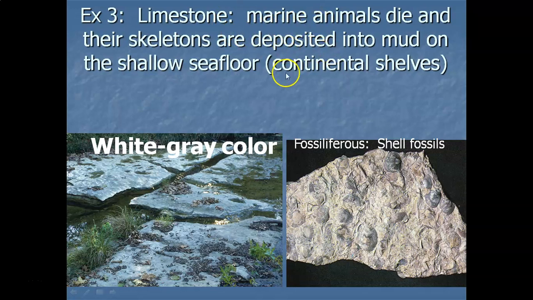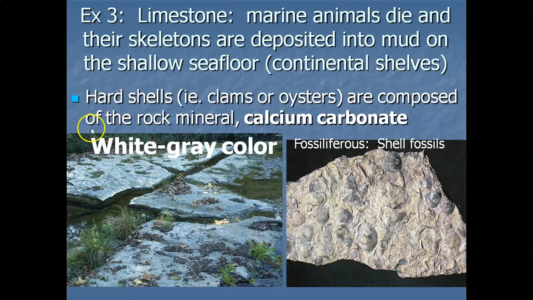Marine animal skeletons are deposited into the mud on the continental shelves, and then over long spans of time, we wind up solidifying or lithifying this rock. And so limestone, if you think about what marine animal skeletons are, I mean, you just think of what you know about a clam or an oyster shell. It's hard rock, and the shells of marine animals, like clams or oysters, are hard like rock, and the rock mineral is calcium carbonate. That's what the shells are made up of. And so it becomes lithified or hardened with the mud in the shallow seafloor.